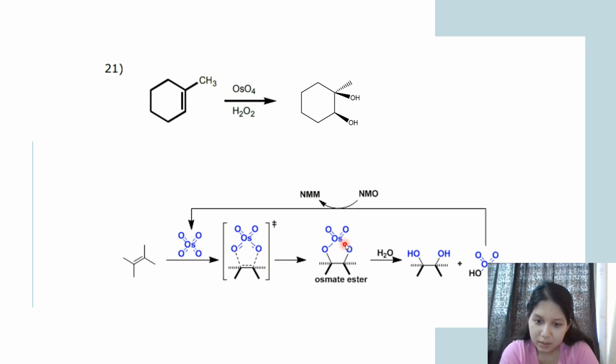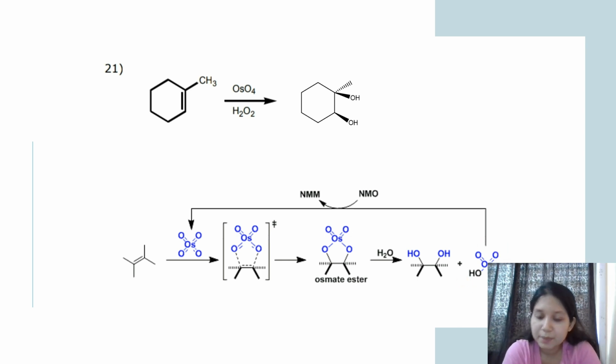And then when this fragment is completely removed from this system, you get O minus here, and those will be protonated to OH, isn't it? So you get this dihydroxylated product and also this osmium species.